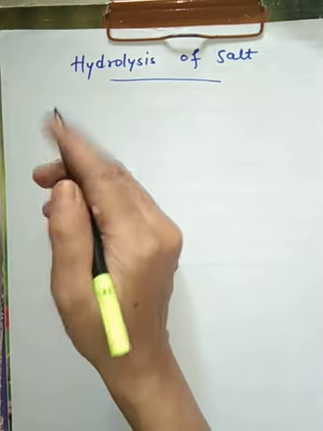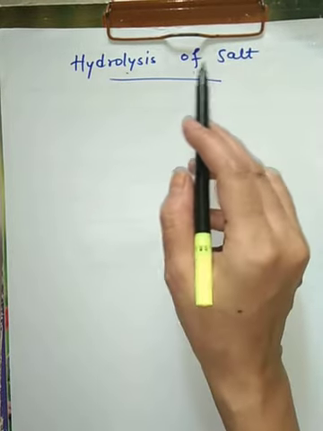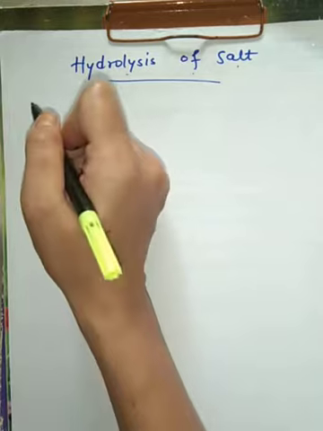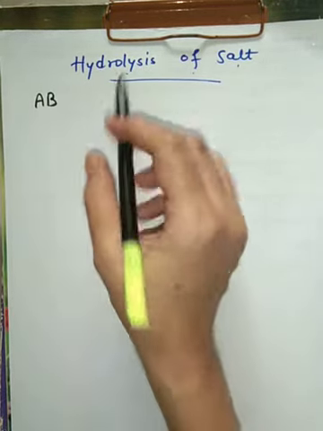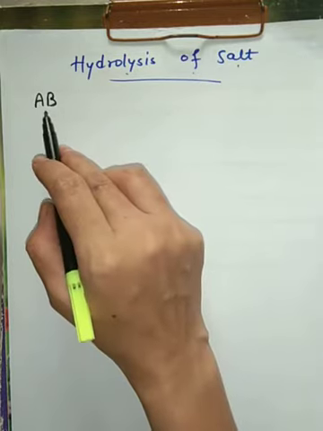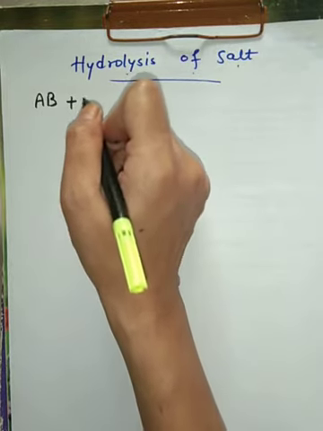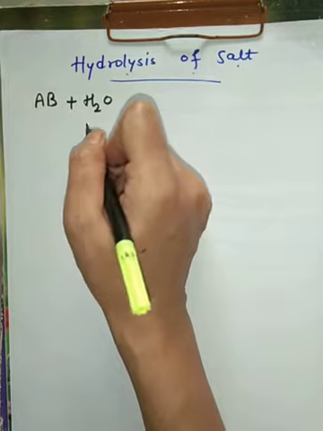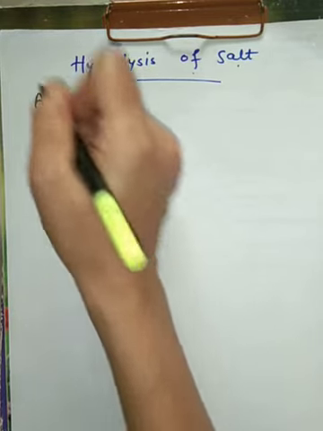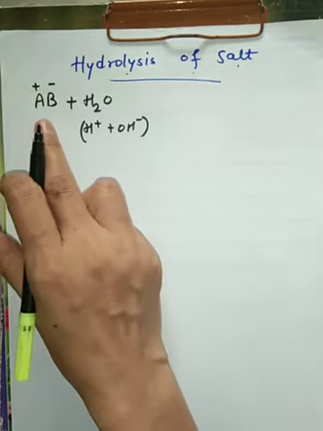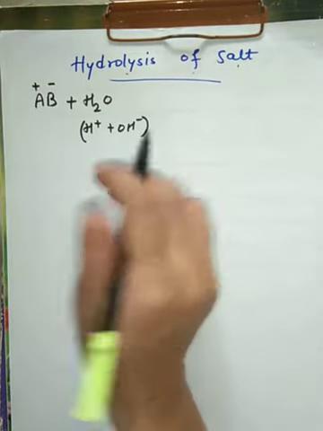Hello students, today we will see hydrolysis of salt. Salt we have denoted by AB. Hydrolysis of salt means if this salt we add to water, which actually means H plus and OH minus, the cation or anion of this salt react with water.